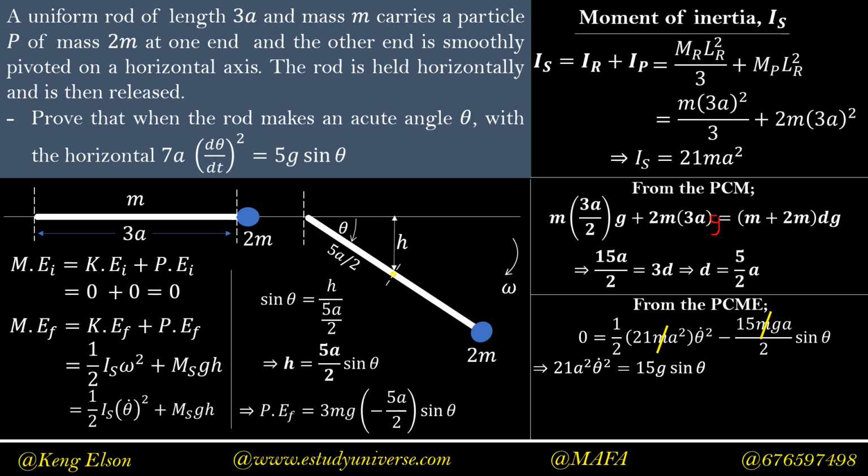I omitted an a, we need to attach a certain a to it, so let me just put the a here, and one of the a's is going to cancel, and when it cancels, we divide all through by 3. We are going to have 7a θ dot squared equal to 5g sin θ, which gives us the proof: 7a (dθ/dt)² equals 5g sin θ.